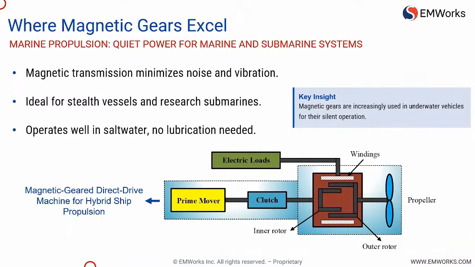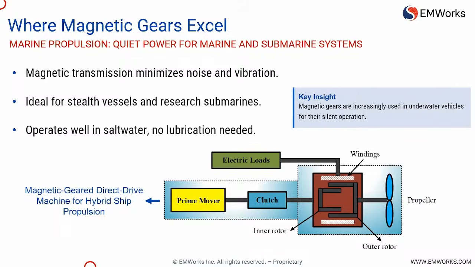In water environments, mechanical wear, noise, and maintenance are all undesirable for naval vessels and research submarines. This is where magnetic gears truly shine. Because the torque is transmitted through a magnetic field instead of direct contact, the system operates smoothly and quietly, almost eliminating vibration and mechanical wear. This makes them ideal for naval applications where acoustic stealth is essential.